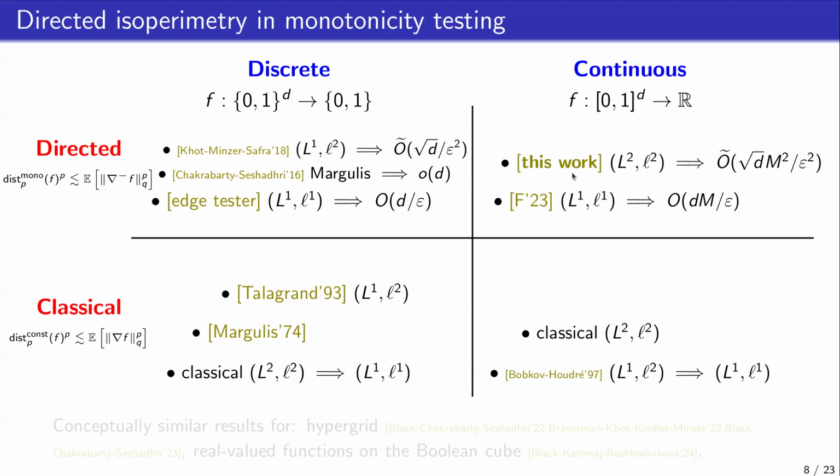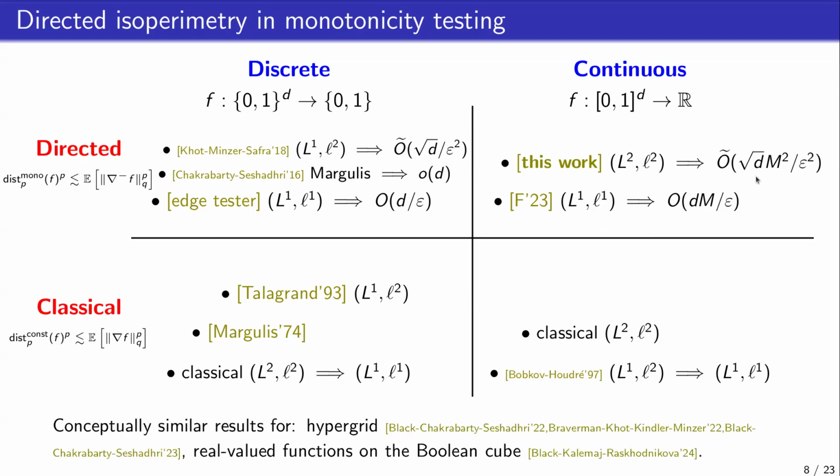Okay. So in this talk, I'm going to tell you about an L2 directed inequality corresponding to the classical one here. And I'm going to show you that it implies a tester with square root D query complexity. So we get something sublinear. And in fact, for the type of tester that I'm going to tell you about, square root D is optimal.